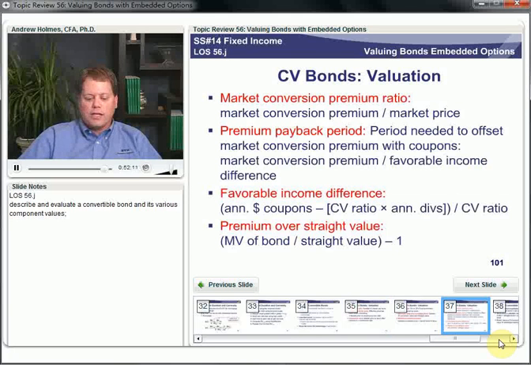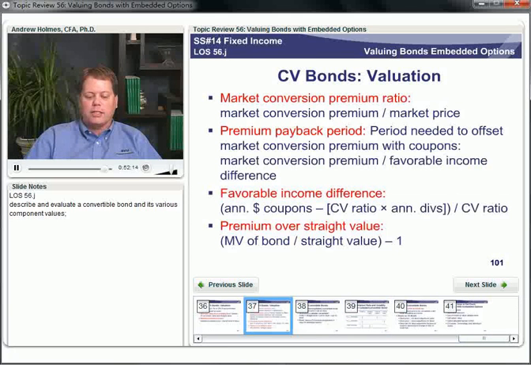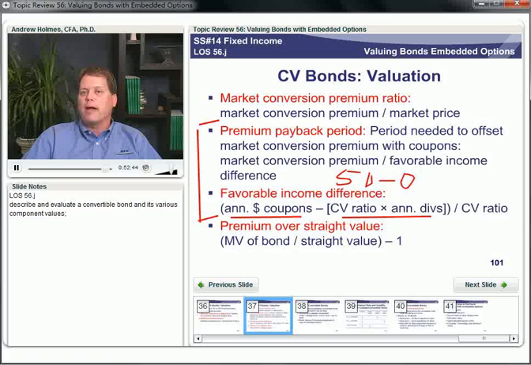If you see this on the exam, my expectation is that the problem would surround these two variables, the favorable income difference and the market payback period. Looking at the favorable income difference, the annual coupon is the coupon if we own the bond. These are the dividends if we own the stock. In this case, we're going to say the dividends are equal to 0. The coupon is 5%, which is $50, minus 0, since the stock is a zero dividend payer. So that's just 50 minus 0, or 50.